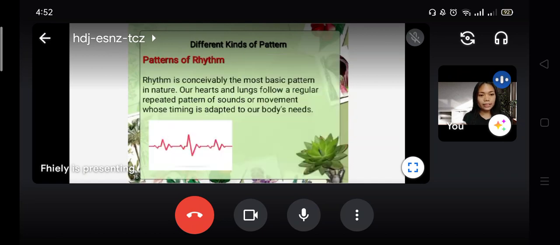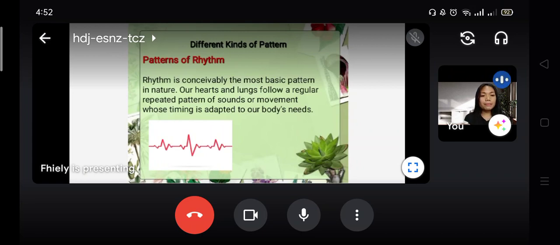Okay, what is the next one? It is the fourth one, right? Patterns of rhythm. So may I call on Makahilos to read the meaning of rhythm from our discussion here. Okay, thank you for reading, Miss Makahilo.